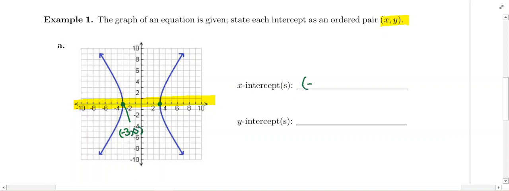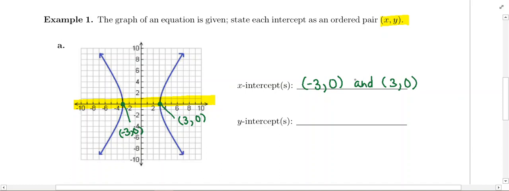Okay, so that's going to be your x-intercept. That's one of them. And then this other point right here, the x-coordinate is 3, and again, since we're on the x-axis, that means that the y value is 0. So there are your two x-intercepts for this particular graph.